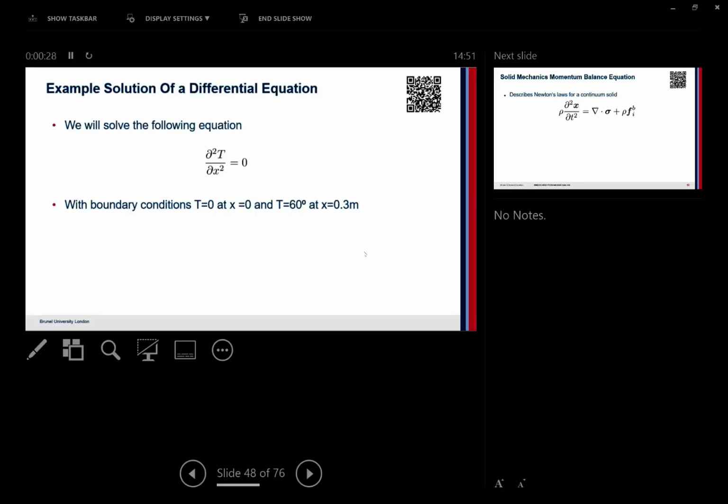So essentially what I'd like you to do is just to solve that. When I say solve that, I mean integrate it twice and put in the boundary conditions. So essentially get the analytical solution of that differential equation.